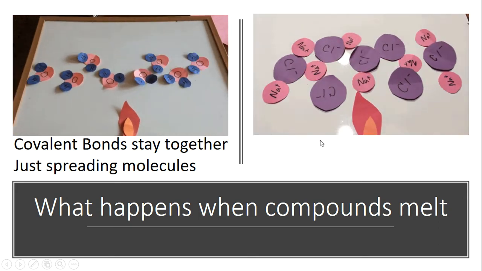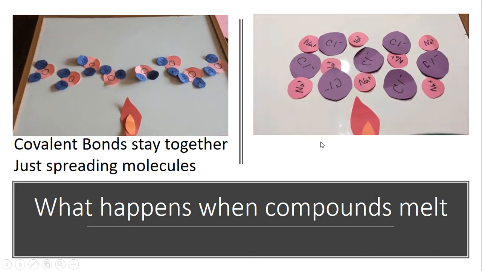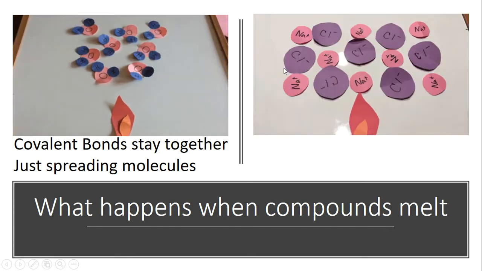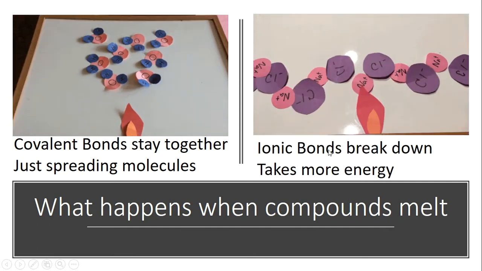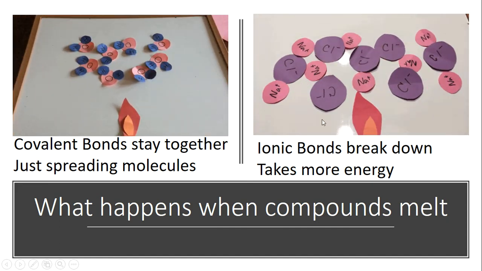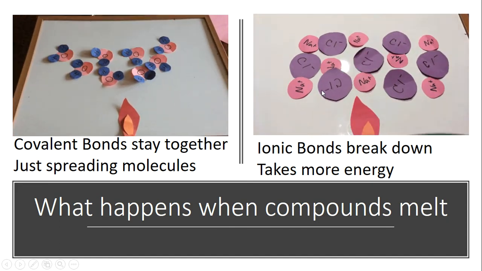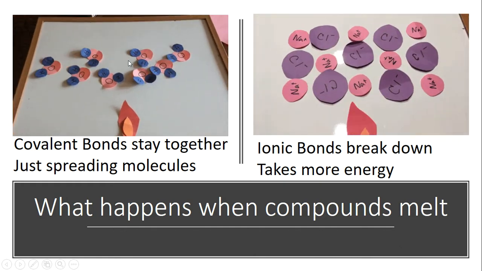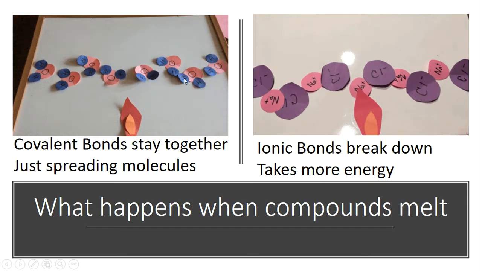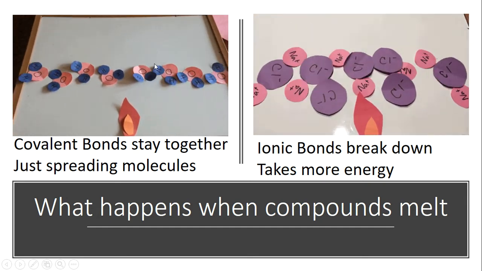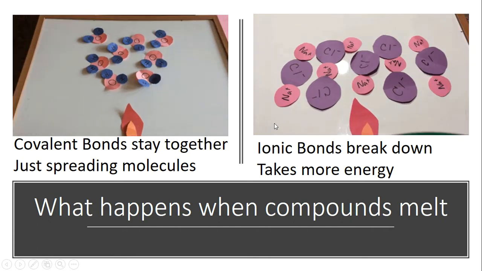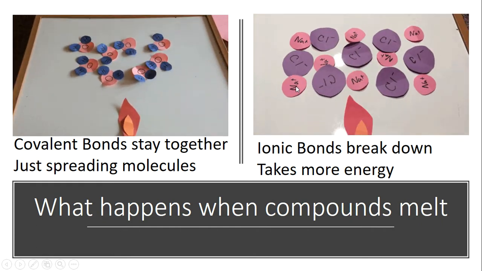Whereas when you break up an ionic compound with melting, now you're pulling away the positives from the negatives, and that is harder to do. So ionic bonds break down, and this will take more energy. To pull away a positive from a negative takes more energy than to just pull away something that is in a certain position, where there isn't that much of a positive-negative attraction between them, if that makes sense.